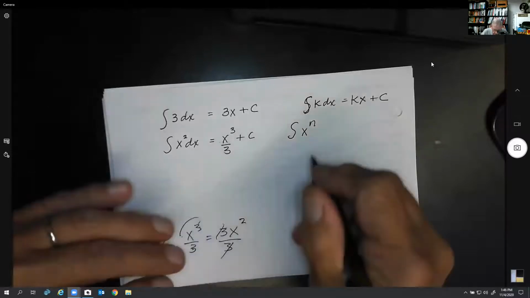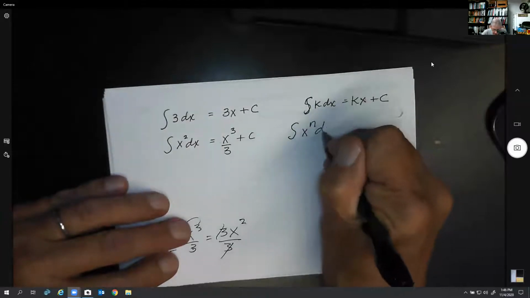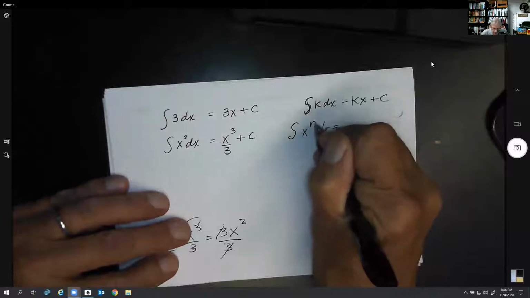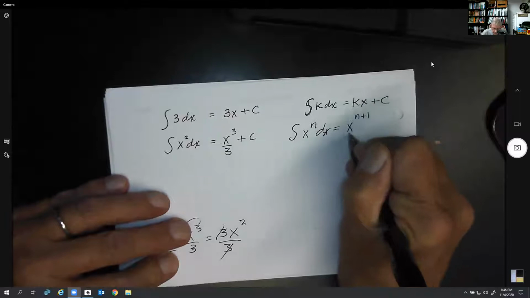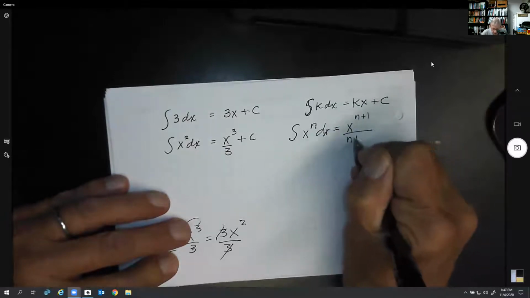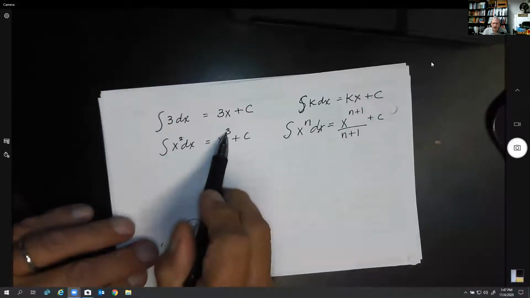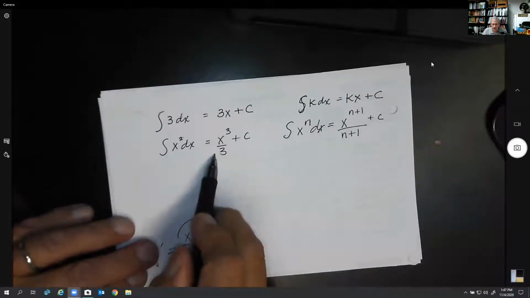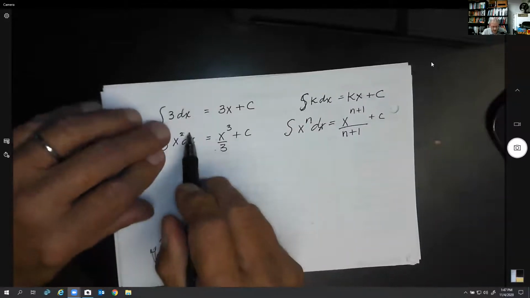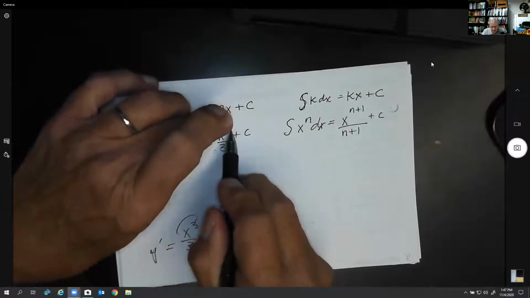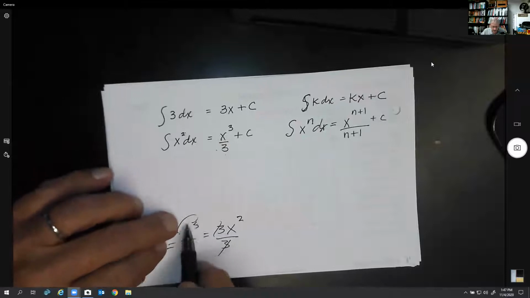Okay, we're doing the reverse. So if we have the integral of x to the n dx, what we're going to do is add 1 to the power, and then put it over that number plus 1, plus c. So we add 1 to the power, which gave us 3, and then put it over 3. We're just doing the reverse. Instead of subtracting 1, we're going to add 1. But we have to put it over that same number, just like this problem.